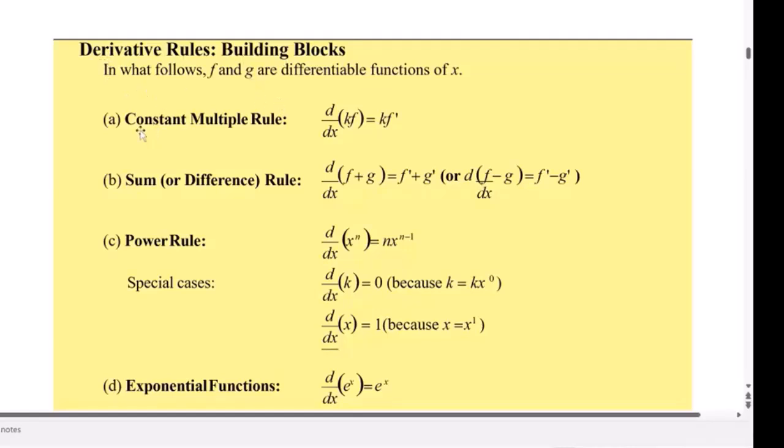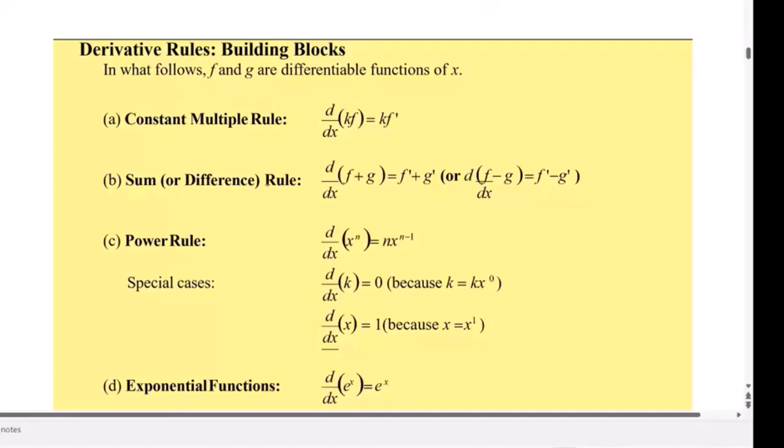Right. Derivative building blocks. So we have the constant multiple rule. We just talked about it. If I have the derivative of a constant times a function, it's equal to the constant times the derivative of the function. We just went over that. The sum and difference rule, all that really means is that if I have something plus something or something minus something, I can pull them apart and take the derivative of each thing individually. I have the power rule that says the derivative of x to the n equals nx to the n minus 1. We just talked about that.